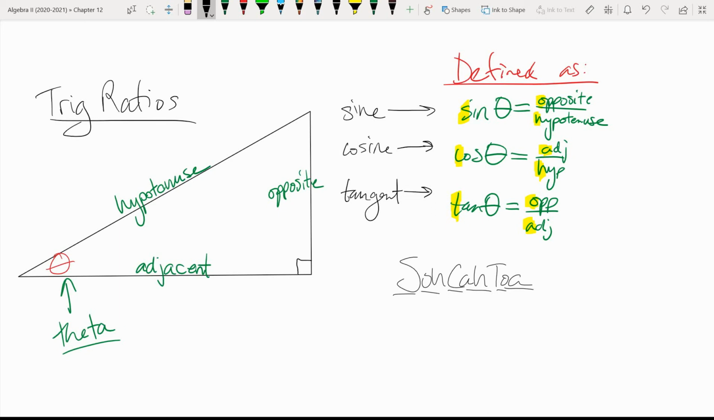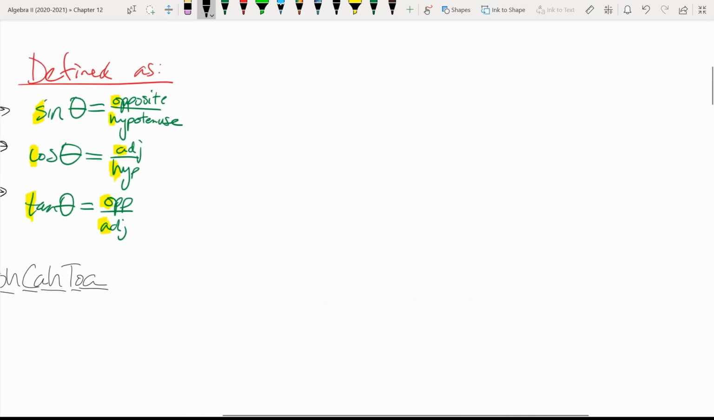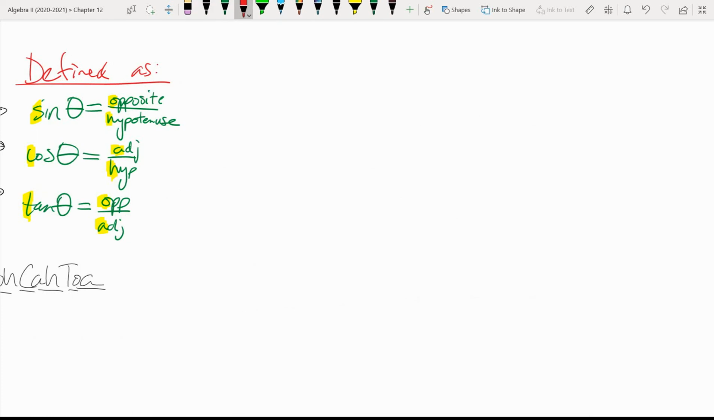Now we do have some reciprocal trig ratios as well that go along with sine, cosine, and tangent. So it turns out sine has a reciprocal trig ratio called cosecant, and we abbreviate that as CSC. And all it is really just the reciprocal. So like I said, these are the reciprocal trig ratios. It's the reciprocal of sine.